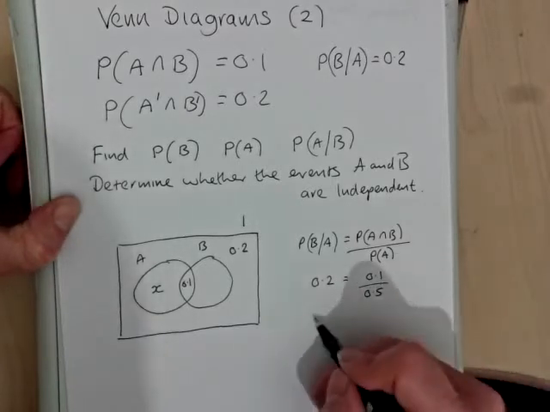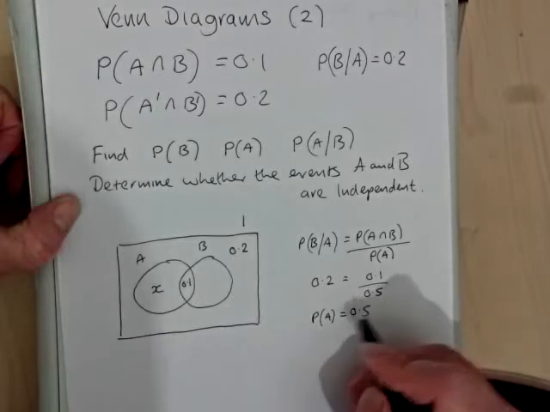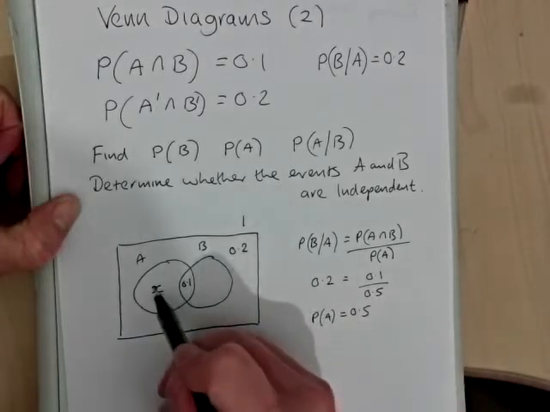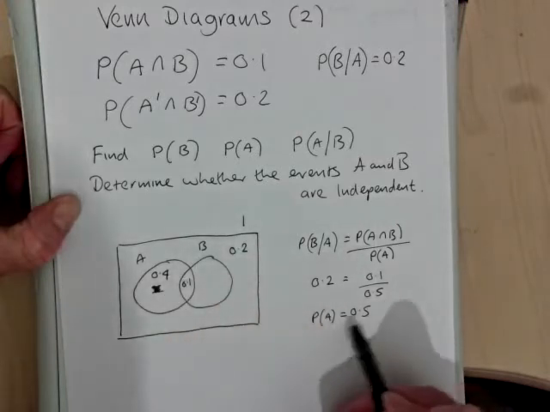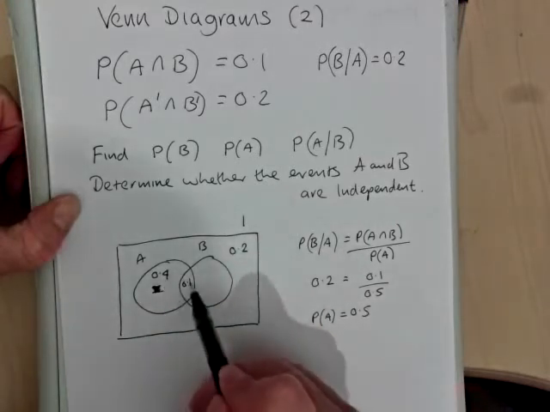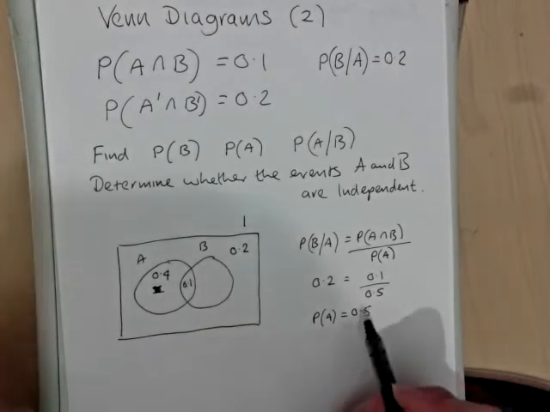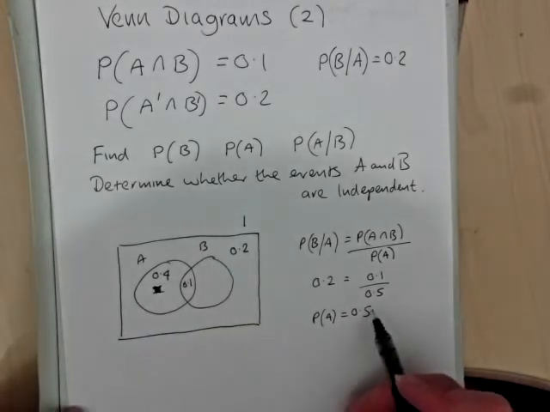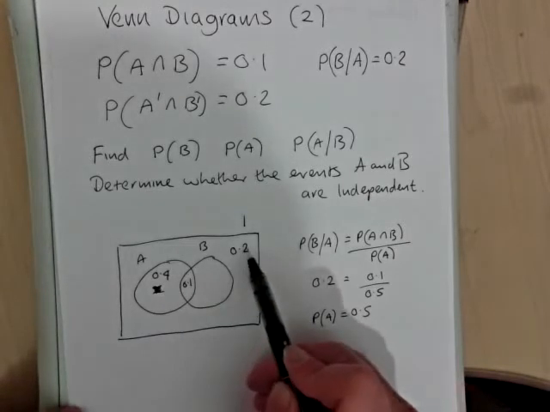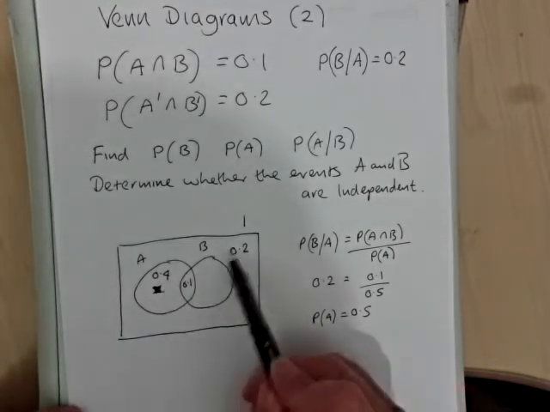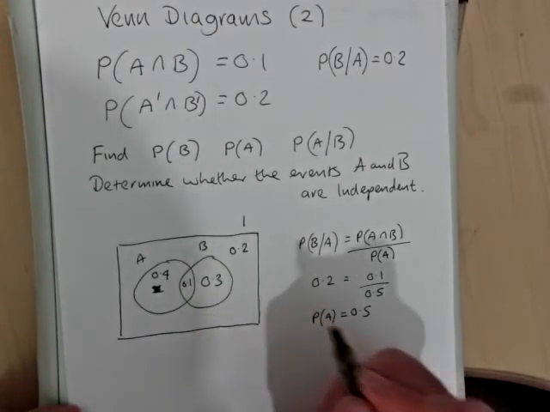Now if the probability of A equals 0.5, then this will mean that x here is 0.4, because the probability of A altogether, that includes the bit with B and the bit without, comes to 0.5. So with that, we have our 0.4 and 0.1, we've got 0.2 on the outside, so adding those three together comes to 0.7, which leaves me 0.3 there.